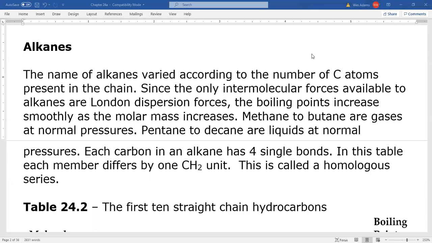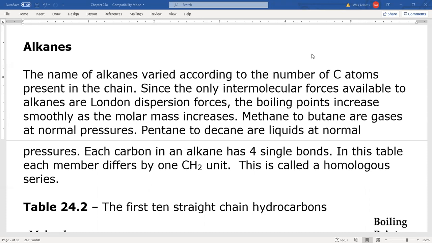Right, let's talk a little bit about alkanes. The name of alkanes tends to be varied based on how many carbons are in the chain. Right now, we're just talking about straight chain alkanes, no branching. And since the only intermolecular forces available are London dispersion forces, and if you're a little weak on intermolecular attractions, again, you can look at that video in the first semester course. The boiling points tend to increase smoothly as molar mass increases since there aren't really any other factors to consider.